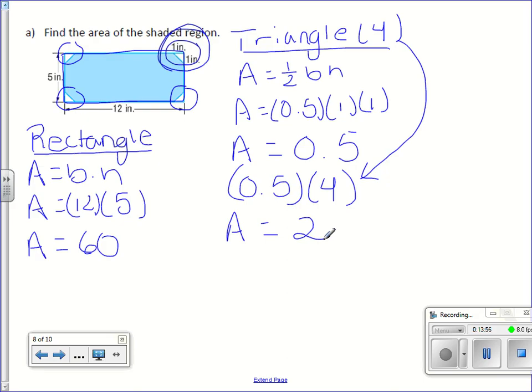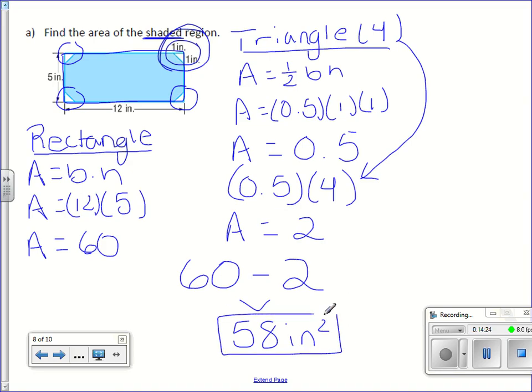Now, it wants the area of the shaded region. The triangles are not shaded. In fact, it looks like this shape was a rectangle with the triangles taken out of it. So what we would do is take the area of the rectangle and subtract the total area of the triangles, which will give us an area of 58 inches squared just for that blue shaded region.